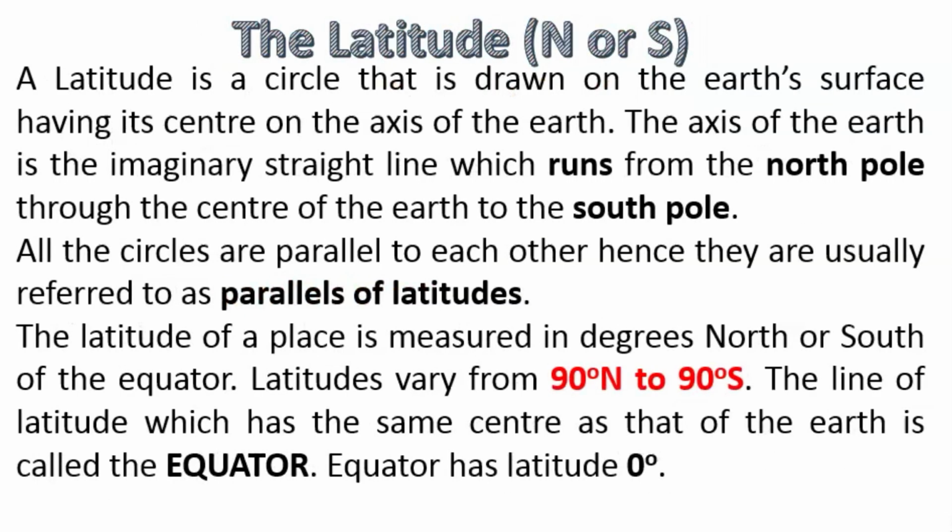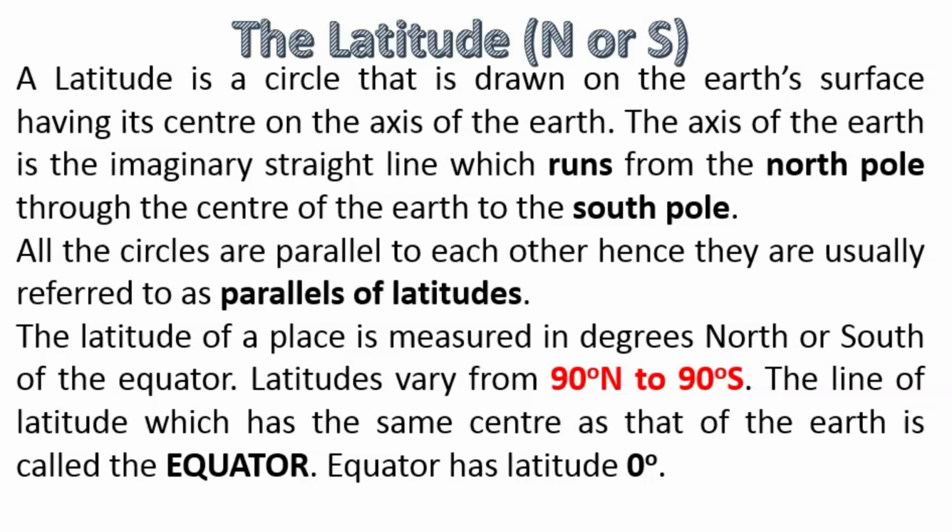All right. Then secondly is the latitude. Latitude is a circle drawn on the Earth's surface, having its center on the axis of the Earth. The axis of the Earth is the imaginary straight line which runs from the North Pole through the center of the Earth to the South Pole. All the circles are parallel to each other, hence they are usually referred to as parallels of latitude.